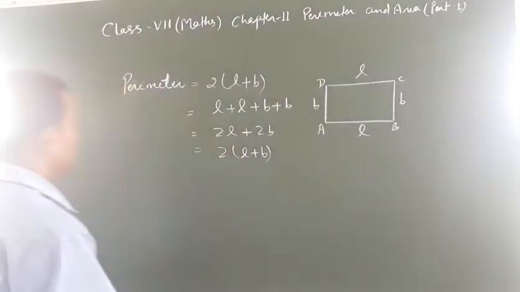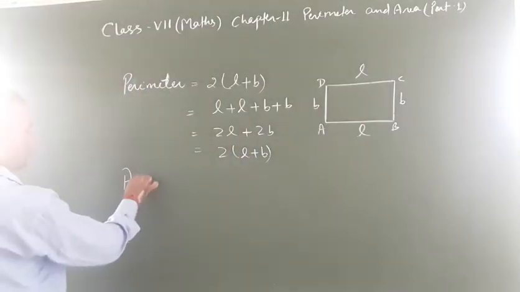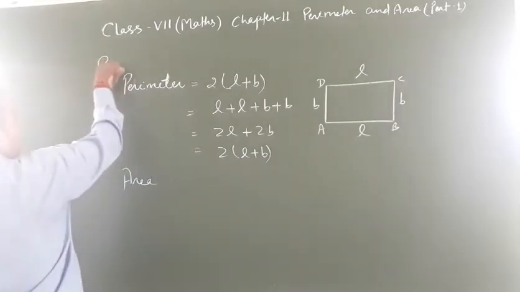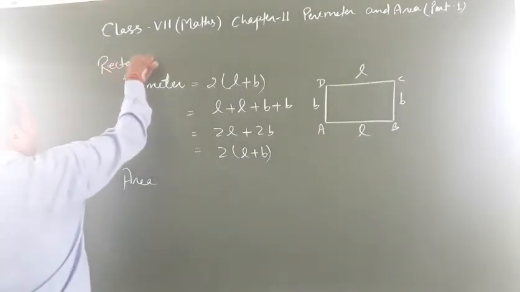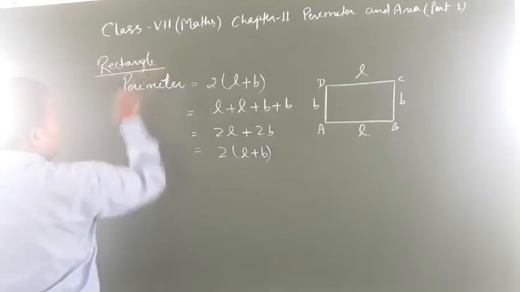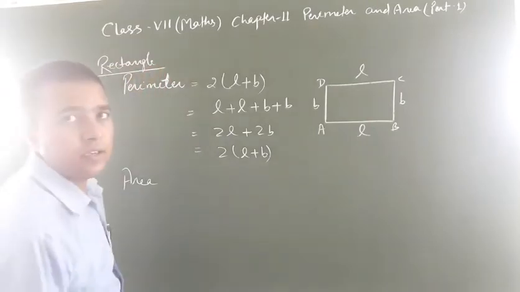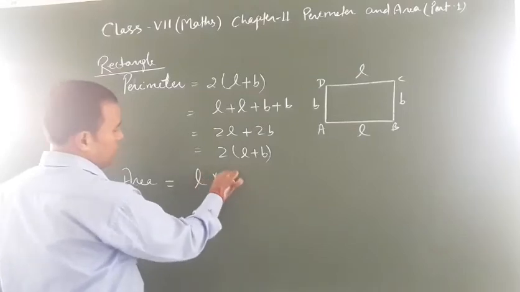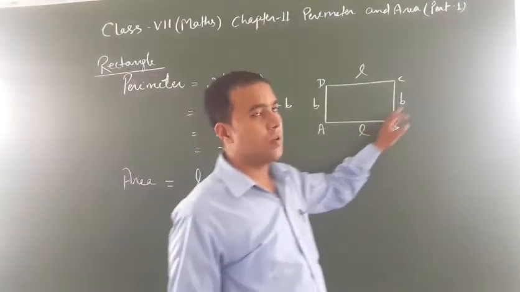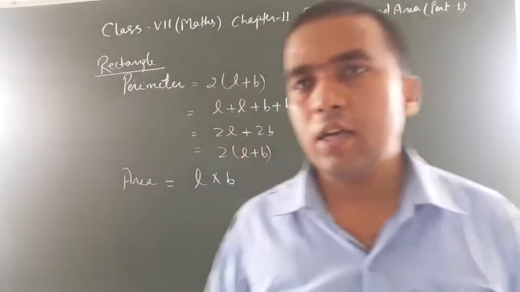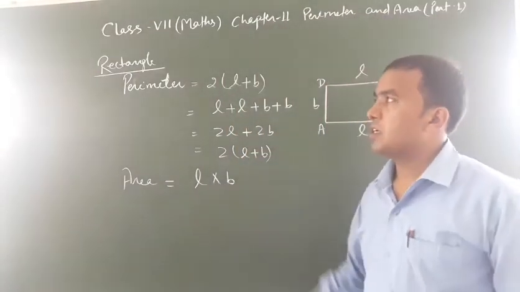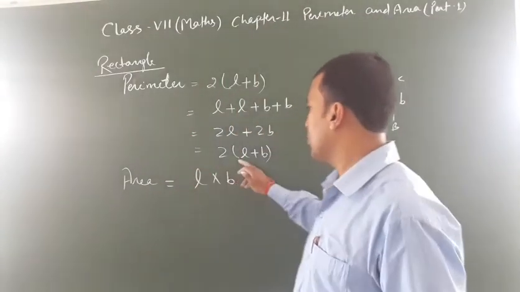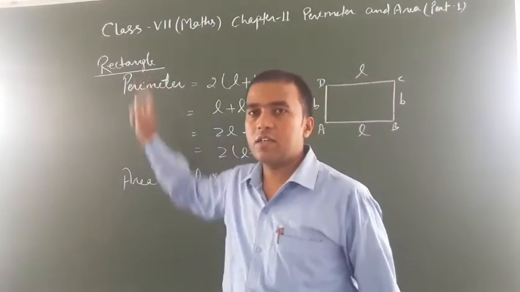Area formula. Area means L into B, length into breadth. Area of rectangle is L into B, and perimeter of rectangle is 2 into (L plus B). Here it is written for the rectangle. Clear?